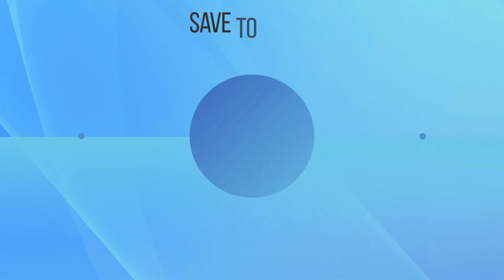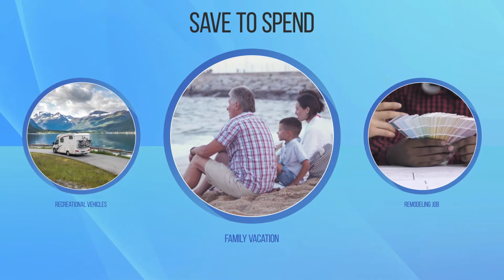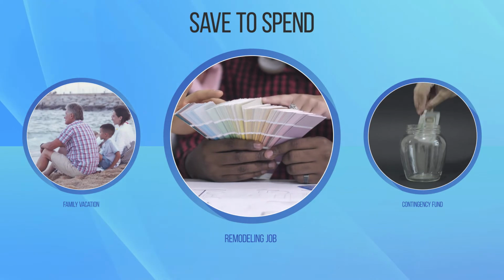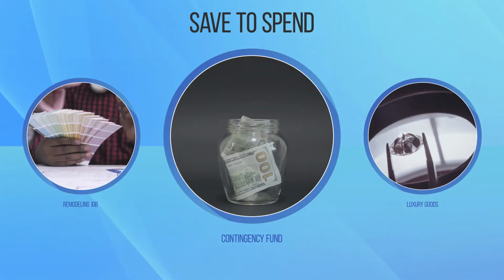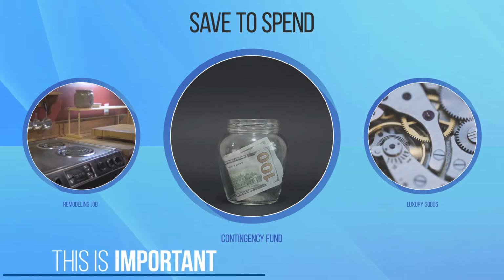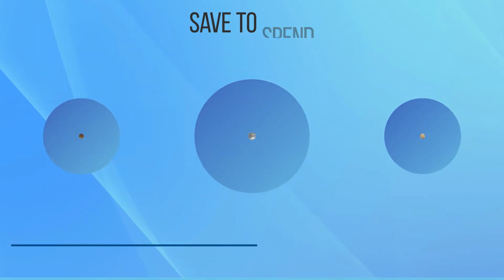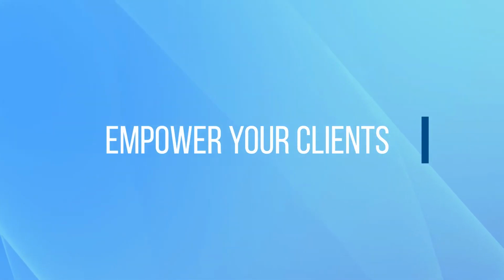These are larger expenses that your client should save for, such as a family vacation or a remodeling job, or even building up a contingency fund to smooth out the variable spending over time. We take that Save to Spend number and convert it to a monthly savings account. This is important. I know that seems so basic, but separating the Save to Spend from the long-term savings is incredibly important. Remember, we want to empower your client by giving them clarity.